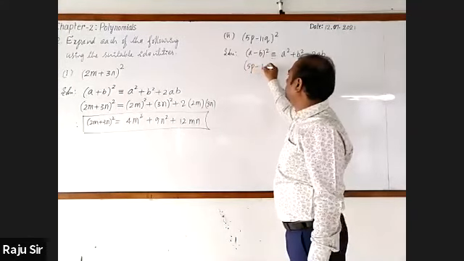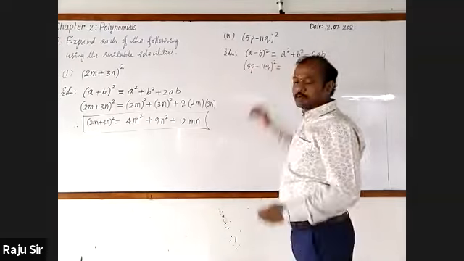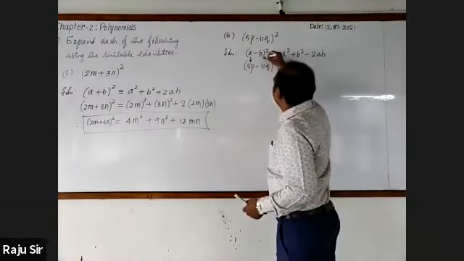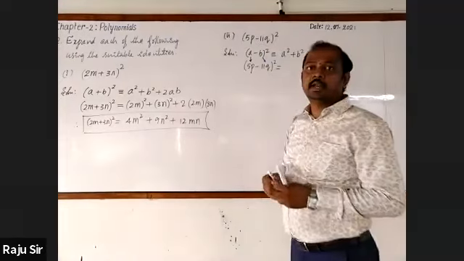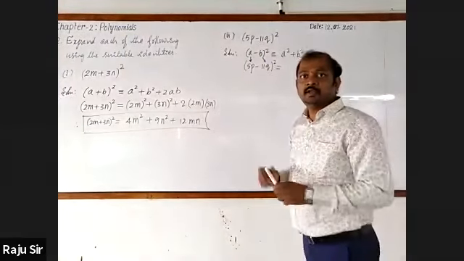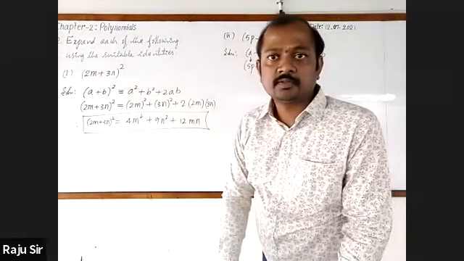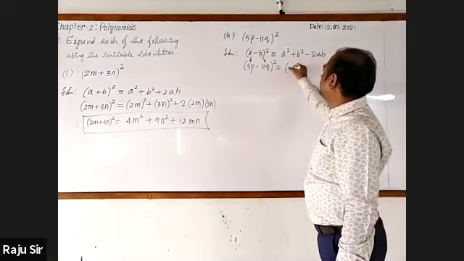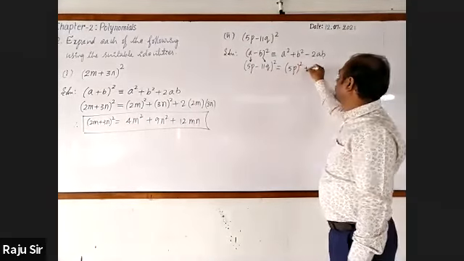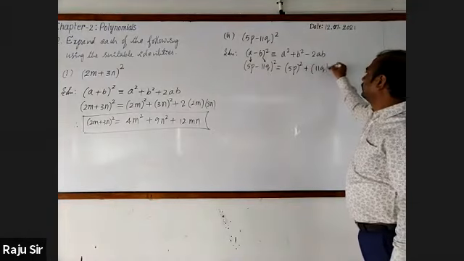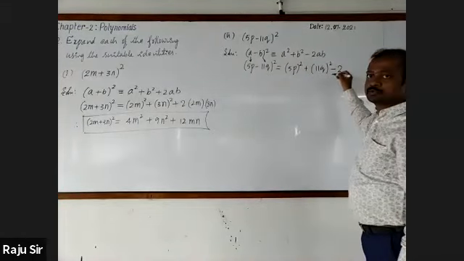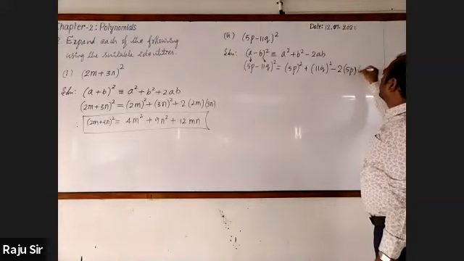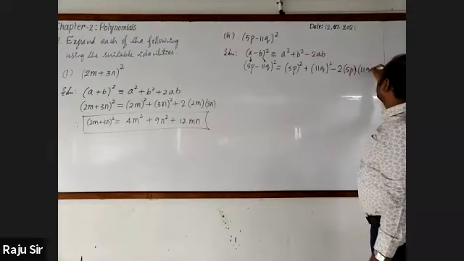Right, with me. (5p - 11q) whole square. Here, in place of a, you have to write 5p. In place of b, write 11q. Shreya, have you done this? No, sir. Writing, sir. Okay. Right. (5p) whole square, 25p square, plus (11q) whole square minus 2ab. 2 into where a is 5p, then b is 11q.